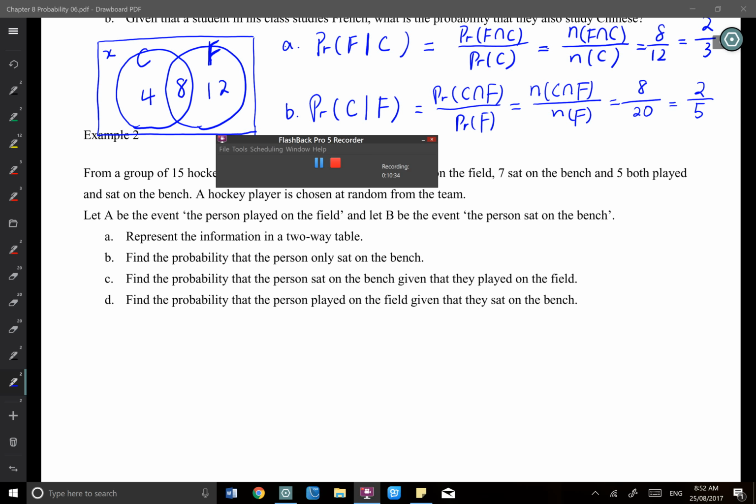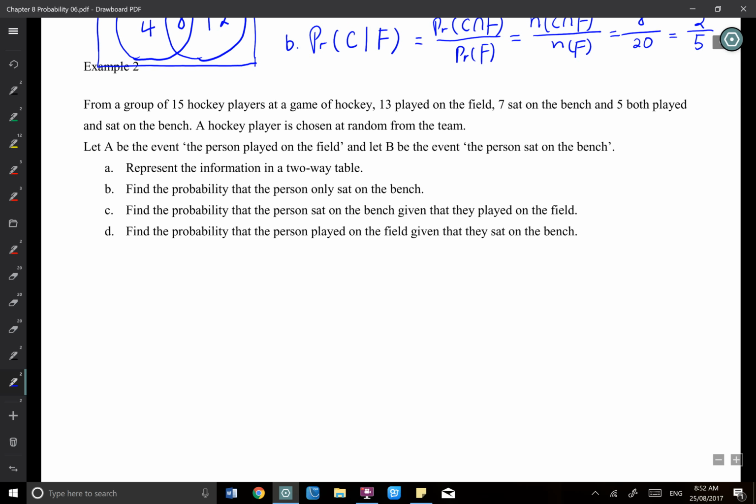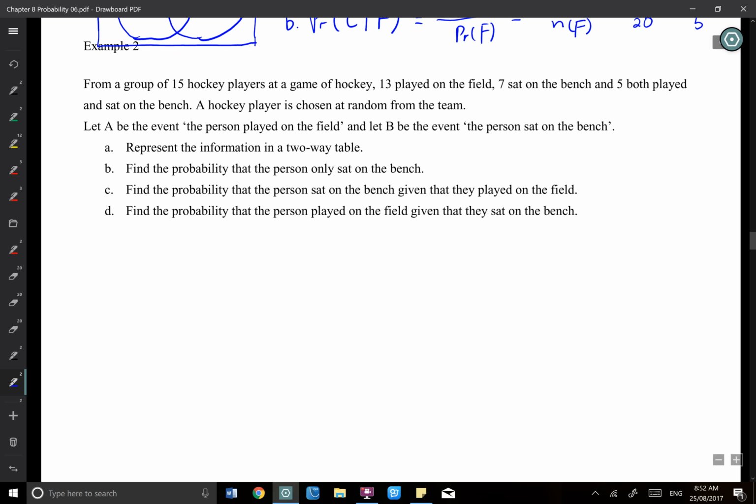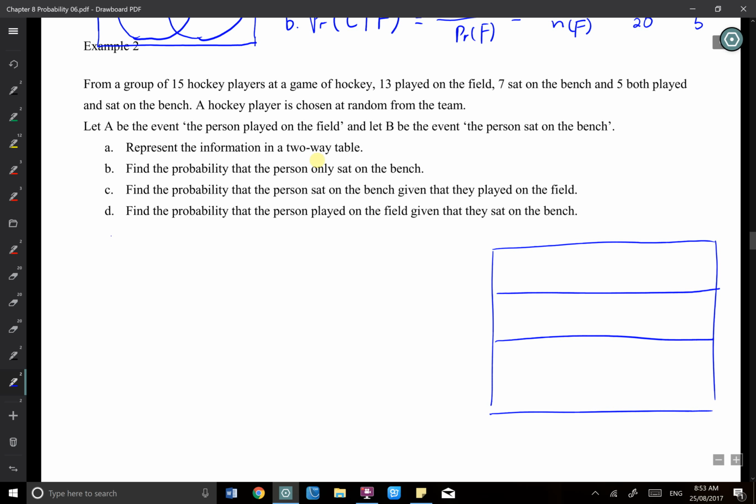Okay, I think most of you finished that. Let's have a look. A group of 15 players, 13 on the field, 7 sat on the bench, and 5 both played and sat on the bench. Okay, so let's just do it. Okay, I'm not using rulers. It should be a 3 times 3 table.